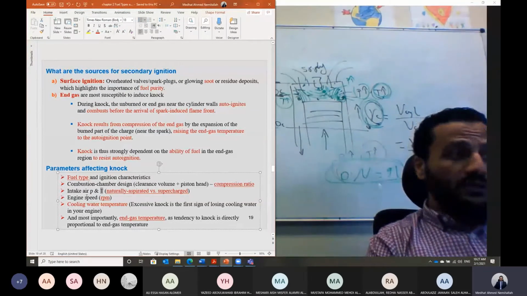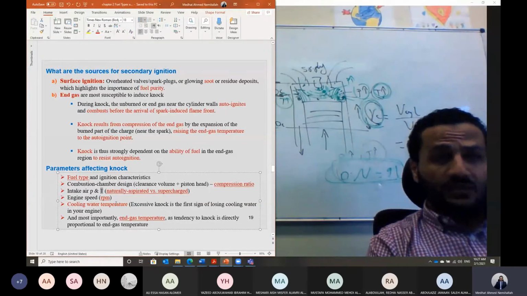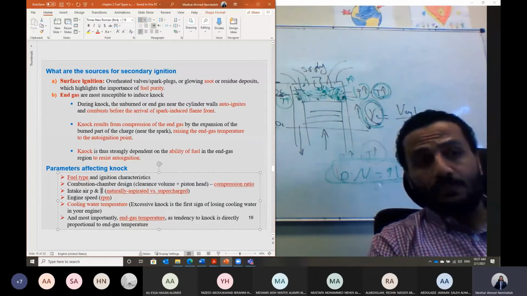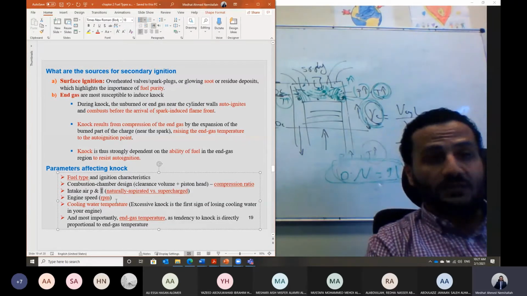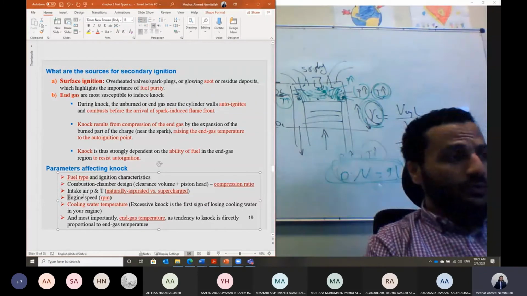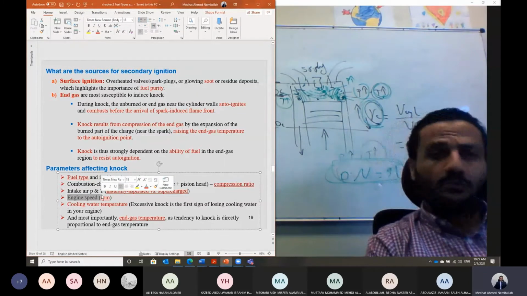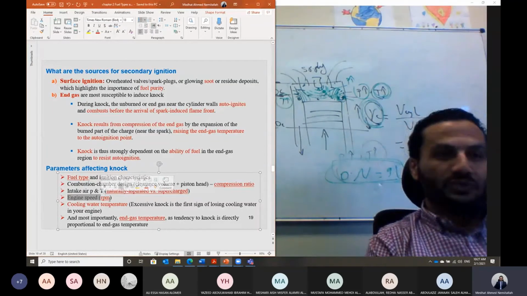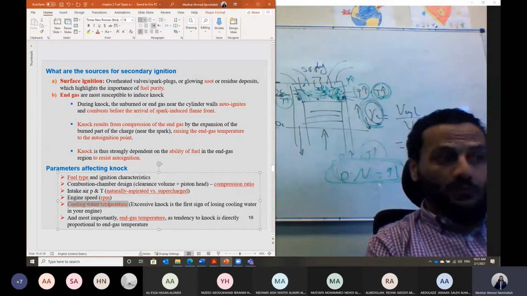So also intake air pressure and temperature affect the engine knock. The engine speed, the RPM of the crankshaft, also affects the engine knock. I will be talking about this right now, because engine knock can occur at lower engine speed, and also it can occur at higher engine speed. Also the cooling water.